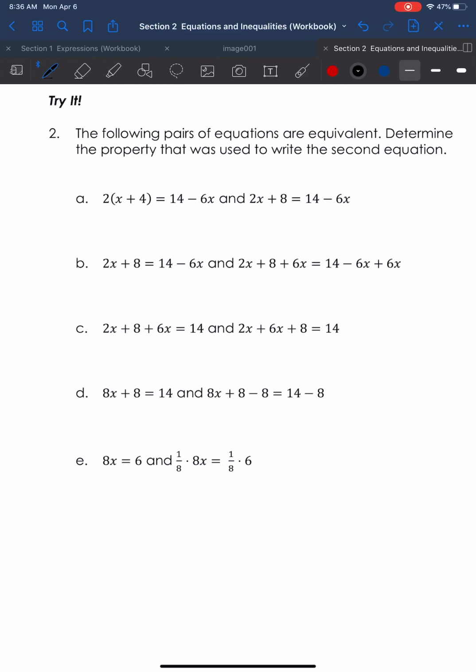All right, so this first one, we can see that on the left-hand side, we can apply the distributive property. All right, and when we multiply 2 times x, we get 2x, and 2 times 4 gives us 8. So for this first one, we use the distributive property.